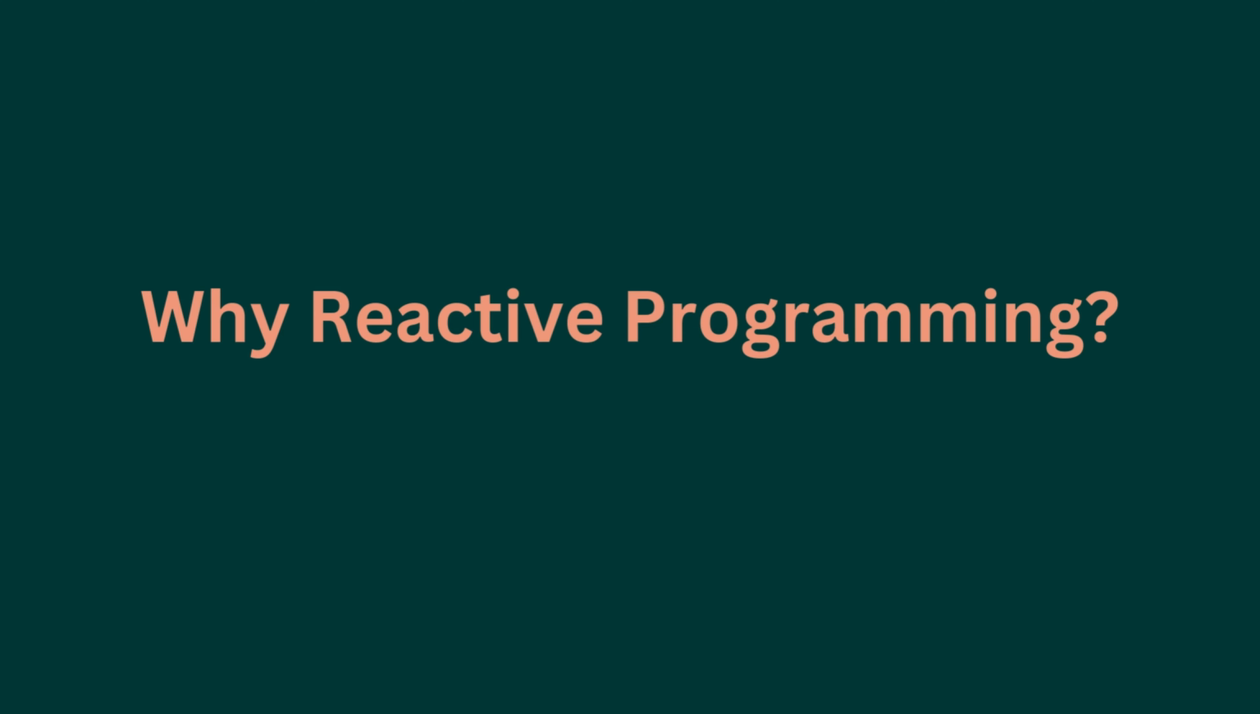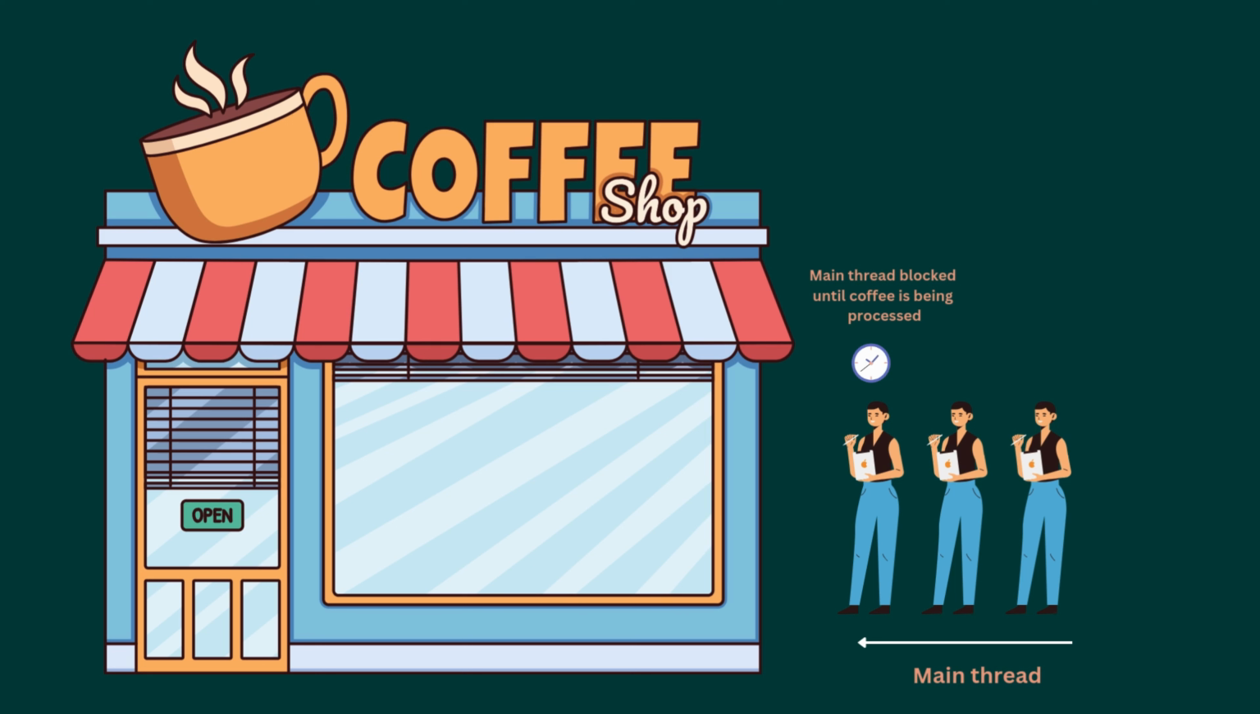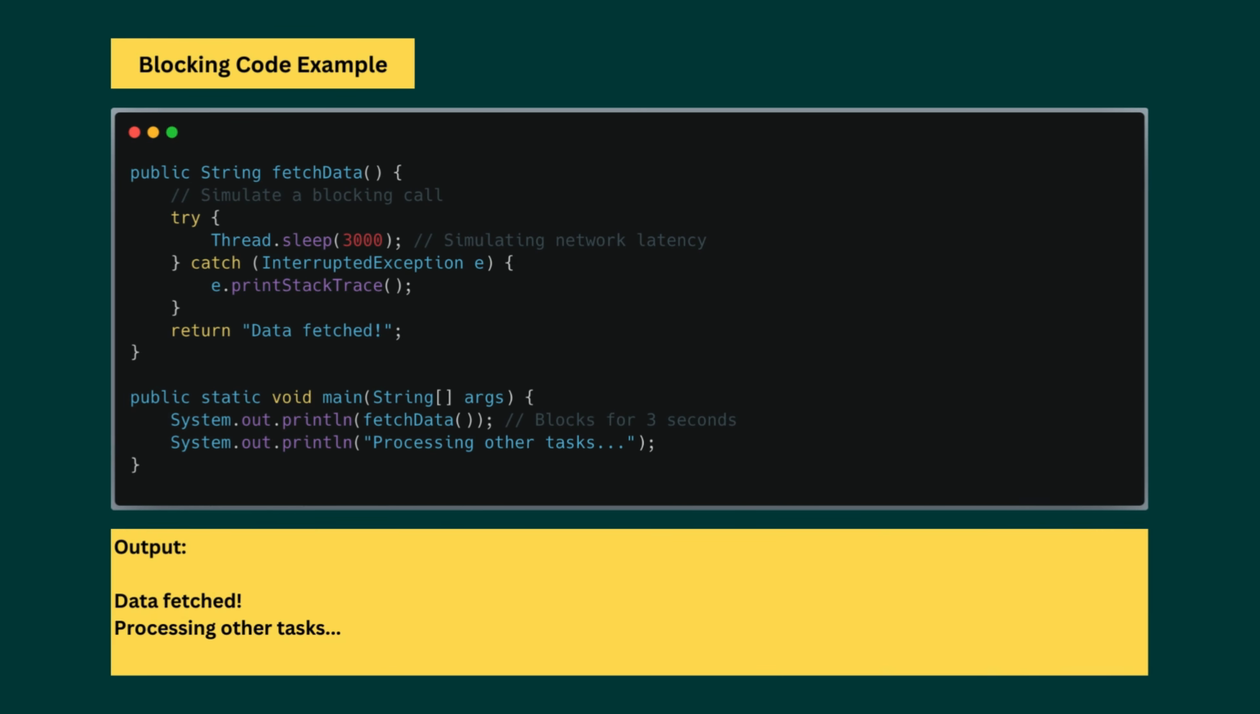So let's start by understanding why reactive programming even exists. To explain this, we will begin with the concept of blocking and non-blocking code. Imagine you are at a coffee shop. You place your order and instead of moving aside to let the barista take other orders, you just stand there waiting for your coffee. This blocks others in line from ordering, making the entire system inefficient. That's exactly how traditional blocking code works in programming.